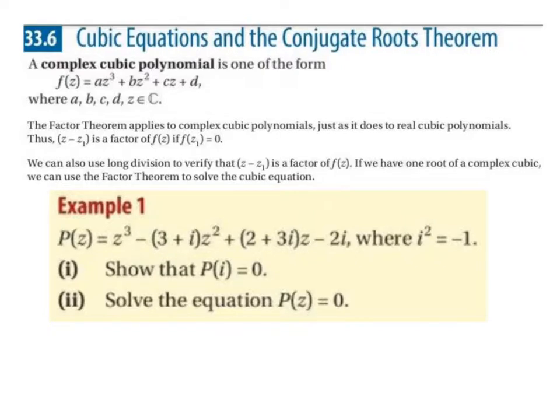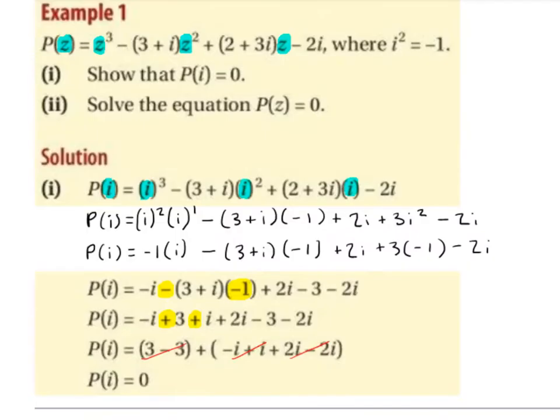Example: p(z) = z³ − (3 + i)z² + (2 + 3i)z − 2i, where i² = −1. Part 1. Show that p(i) = 0. So we have the equation z³ − (3 + i)z² + (2 + 3i)z − 2i.